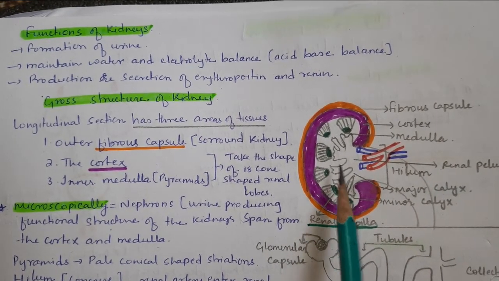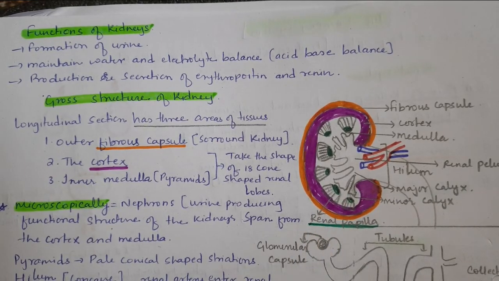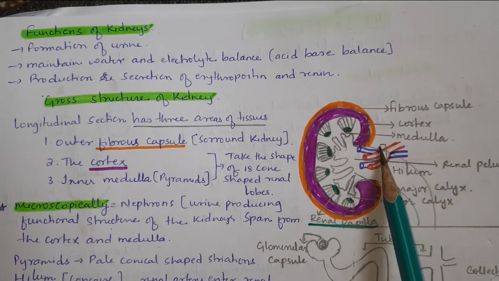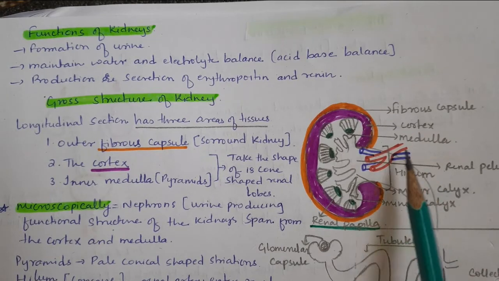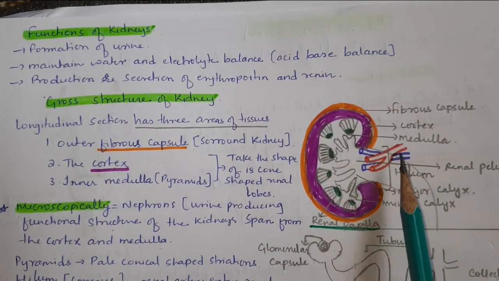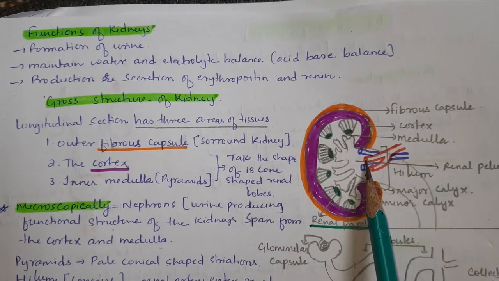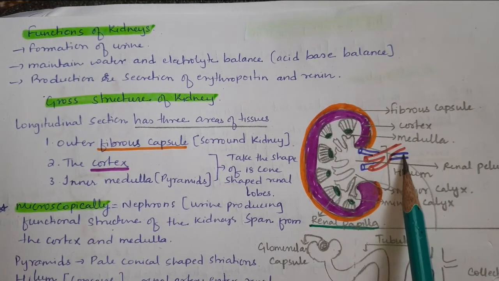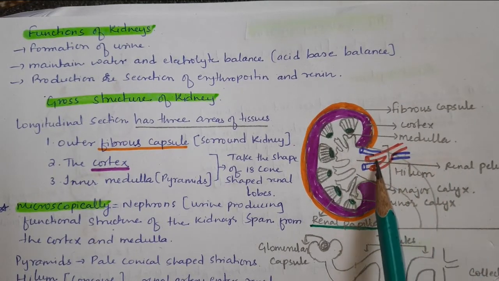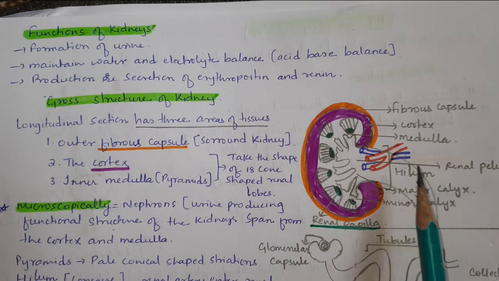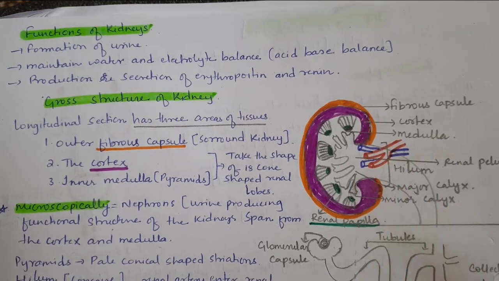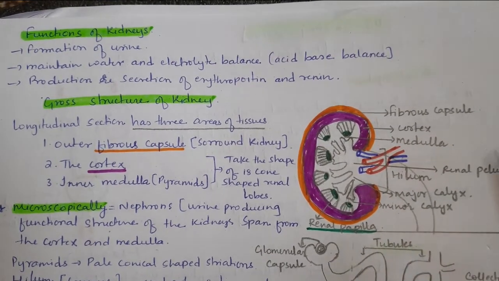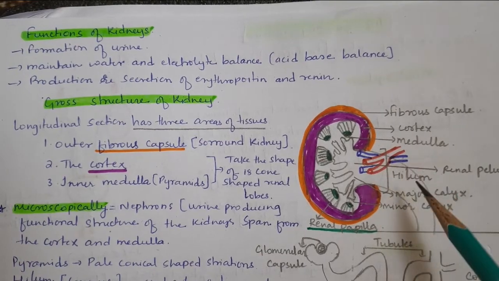So this one is in the medulla, and also the hilum. Here you can see this part is known as the hilum. From the hilum there will be entry of the renal artery, and the renal vein will be leaving from the hilum area, and also the ureter will leave from the kidney. So in the hilum, the three main structures present are the renal artery, renal vein, and the ureter.